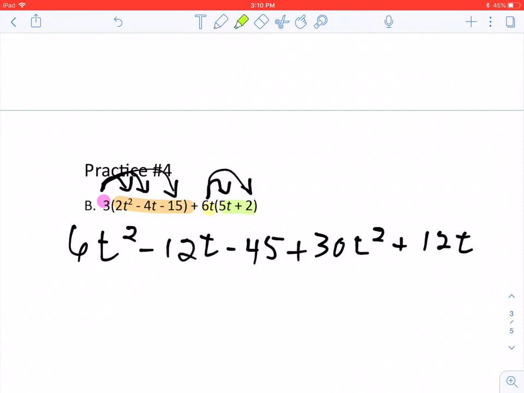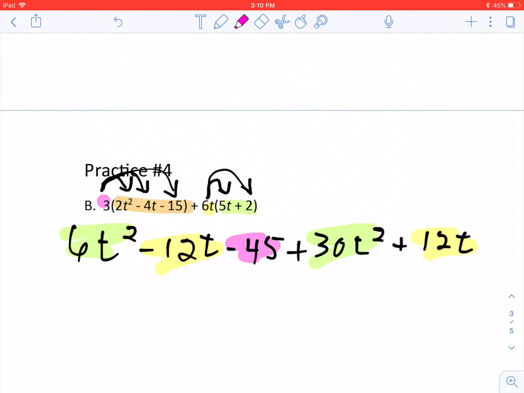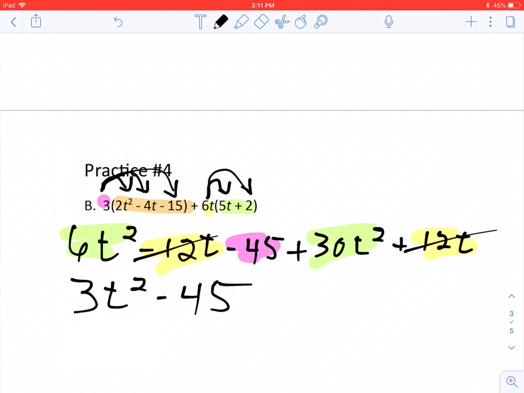Now, looking through the expression, the highest power is squared, so we have a 6t squared and a 30t squared. Then we have a negative 12t and a 12t, followed by a minus 45 right there. So starting with the green, we have 6t squared plus 30t squared. That is going to be 36t squared. And then we have negative 12t and 12t. Negative 12 plus 12 is 0, so those go away. And finally, we have the minus 45. And there is our final expression, 36t squared minus 45.